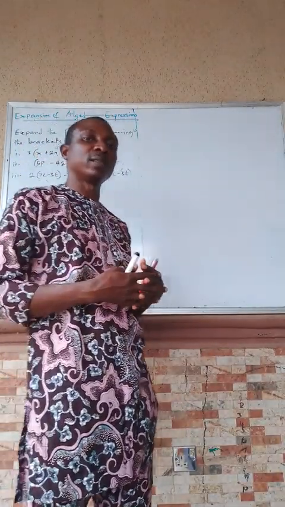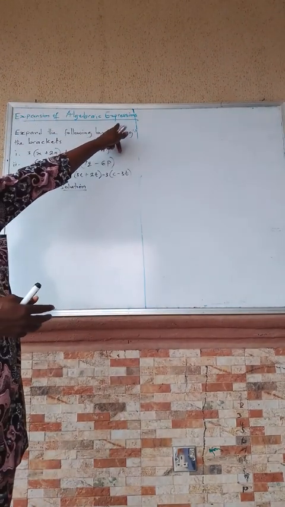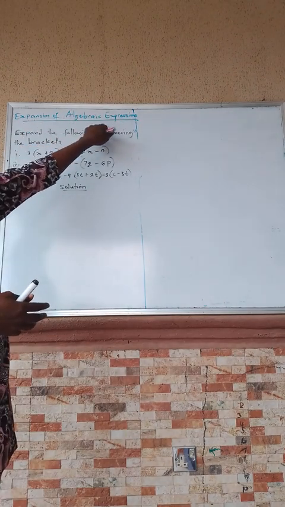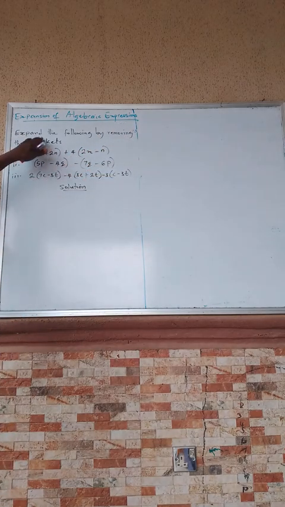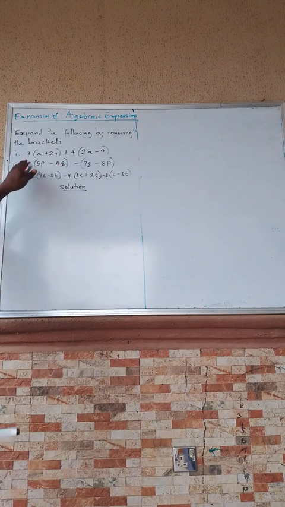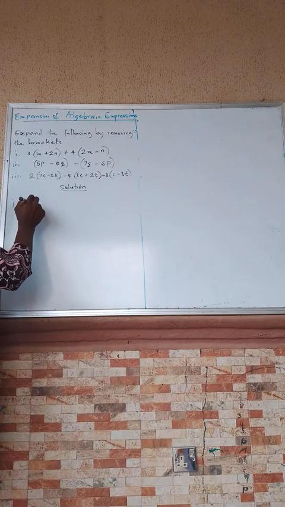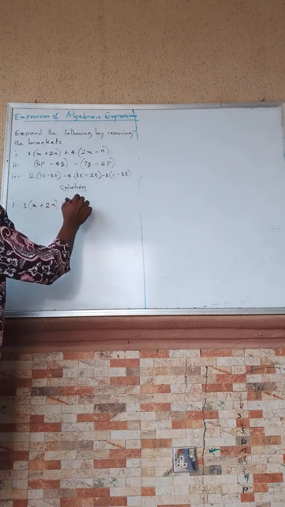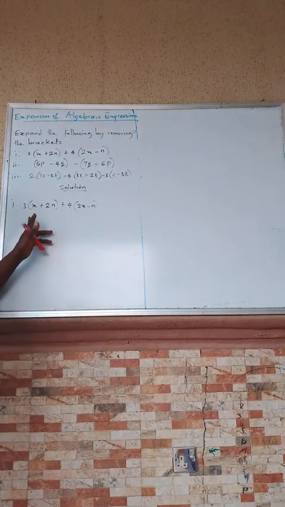Today we are going to look at questions under expansion of algebraic expression. Expand the following by removing the brackets. The first question we have there is 3(x + 2n) + 4(2x - n).